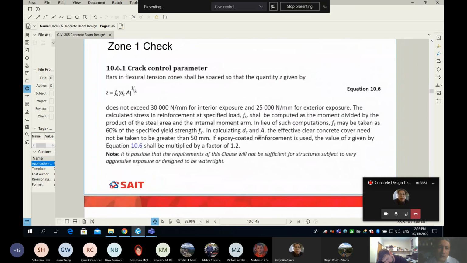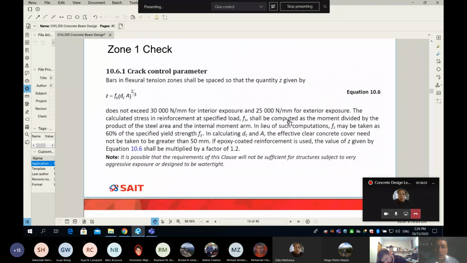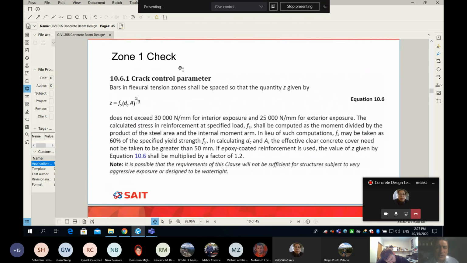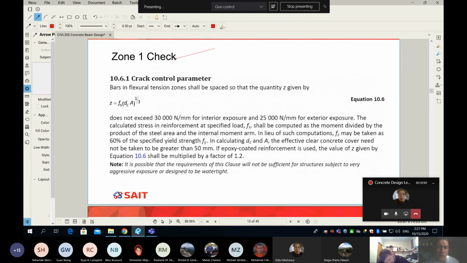Now, guys, this is part of the code. This part of the code here simply talks about the crack control parameter. That's zone number 1. Look at the title: it says check zone number 1, or zone number 1 check. This discussion will tell you how we check zone number 1.